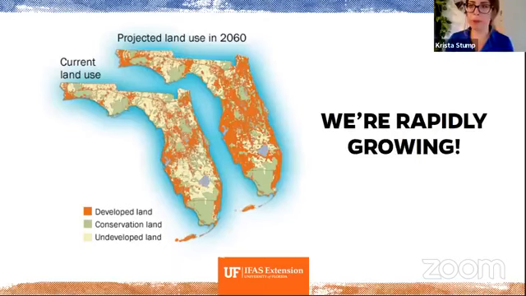Here in Florida, we're rapidly growing. We know this. And if we look at our projected land use, a lot of it is going to be covered in that developed land. So we're getting rid of all of those plants and soil that can help absorb and filter out the water. And instead we're covering it with those hard surfaces.